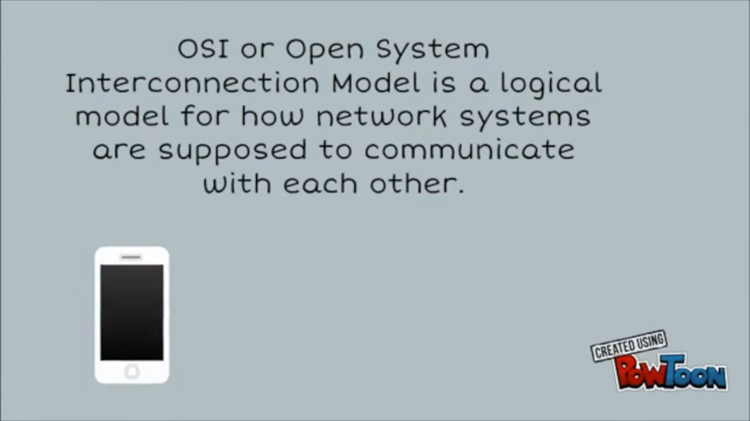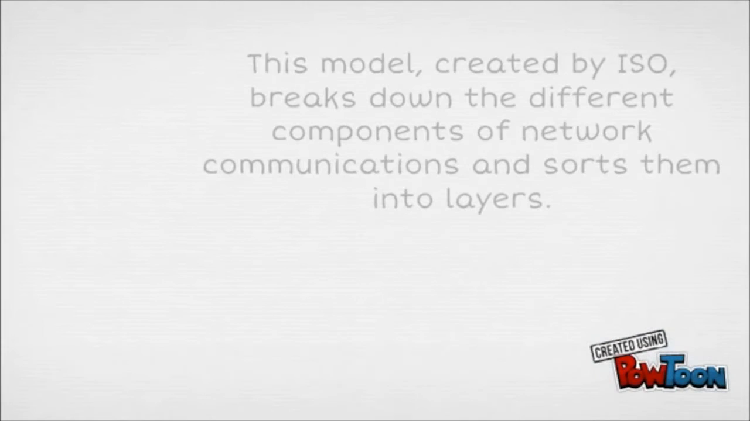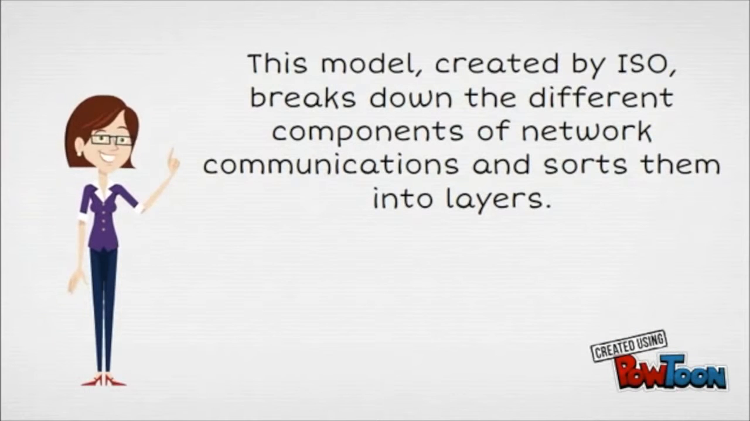The OSI, or Open System Interconnection model, is a logical model for how network systems are supposed to communicate with each other. This model, created by ISO, breaks down the different components of network communication and sorts them into layers.